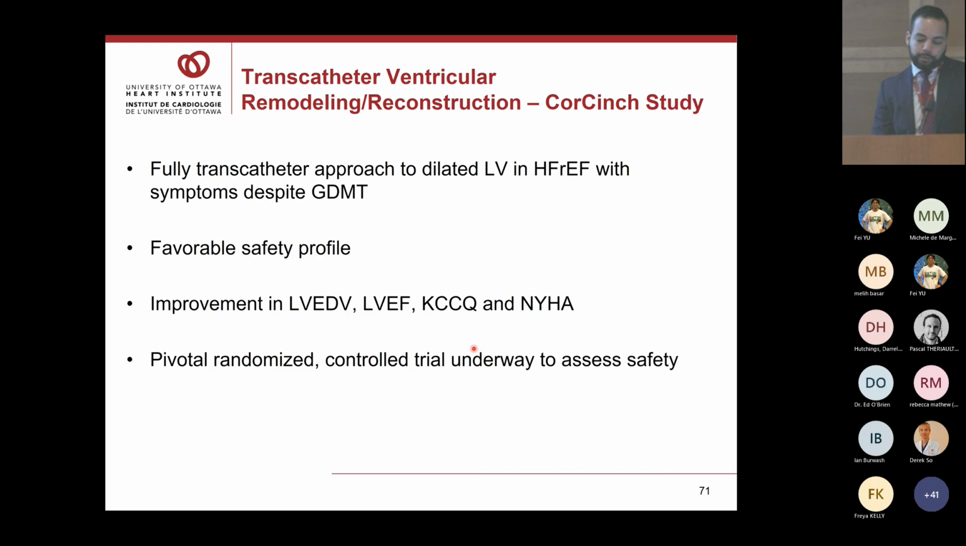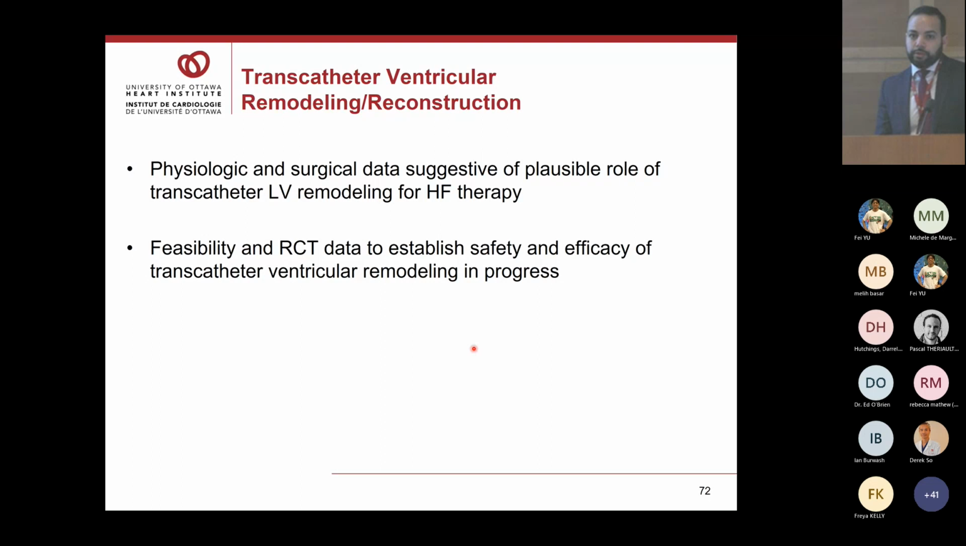So this one, I think the AcuCinch was interesting in that it's fully transcatheter, it has a favorable safety profile, and has improvements in both echo and clinical outcomes. And they're doing their pivotal randomized control trial to assess its safety. So just to summarize ventricular remodeling, it's got this physiological and surgical data that suggests a role for transcatheter LV remodeling, how this pans out in the next 10 years or so is to be determined.